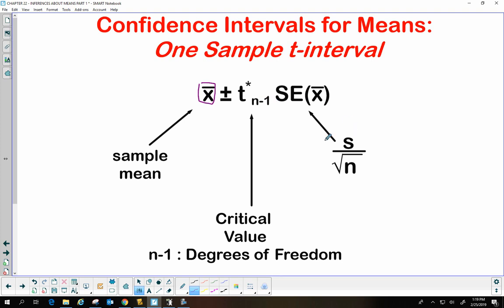Then we have a standard error, which is very similar to the standard error for a distribution of sample means. We take the sample standard deviation divided by the square root of the number of people or things we sampled. Then we can build a confidence interval. We interpret it the same way, with the same types of confidence levels like 95%, 90%, 99%. But this time we're talking about population means instead of population proportions.